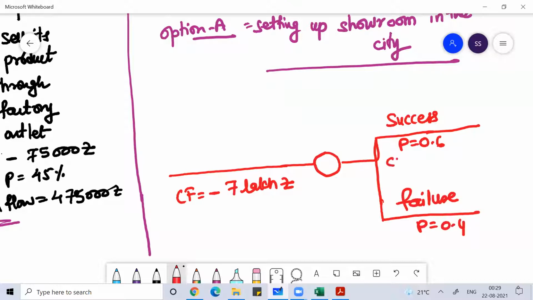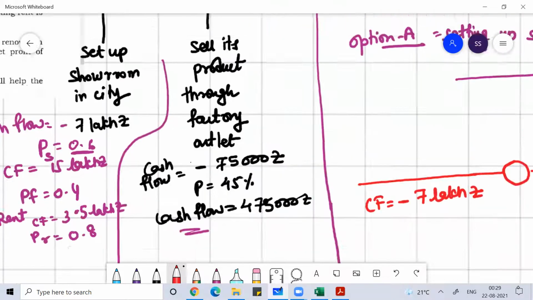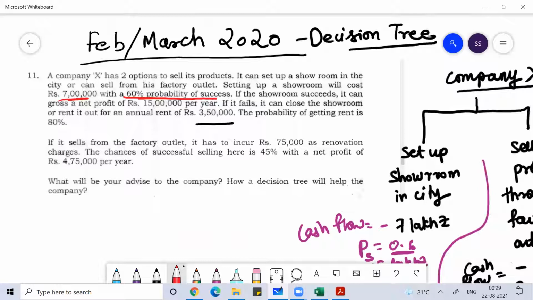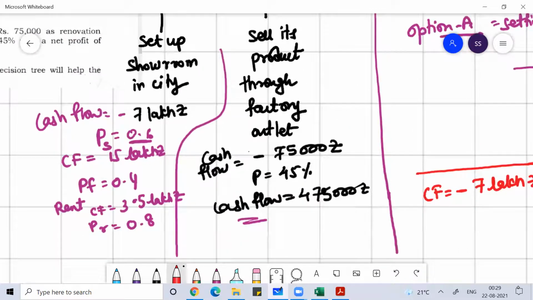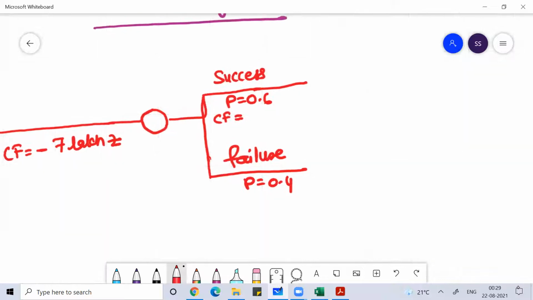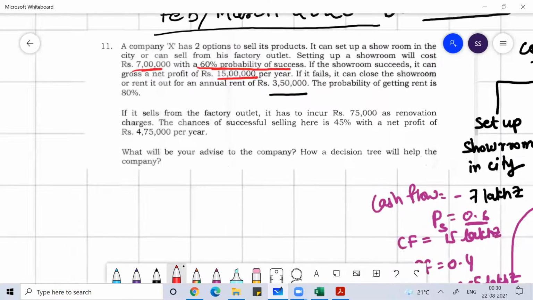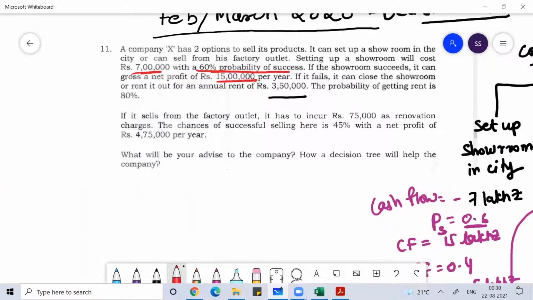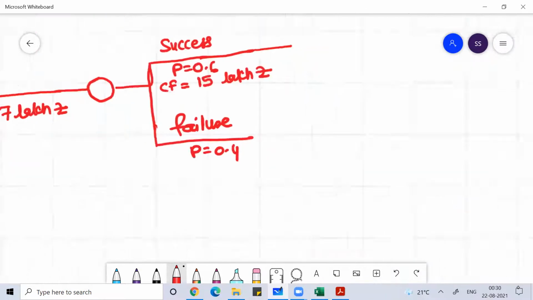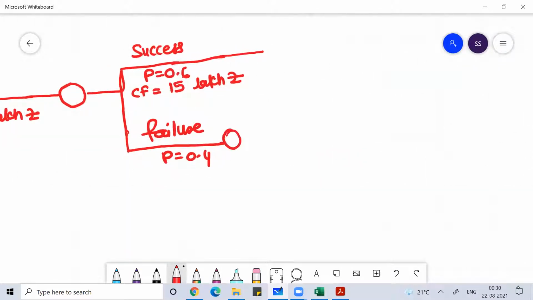Okay, so if he gets success, he'll generate a cash flow of 15 lakh rupees. Okay, if he fails, he has two options: either to close down the venture, or to give it for rent.